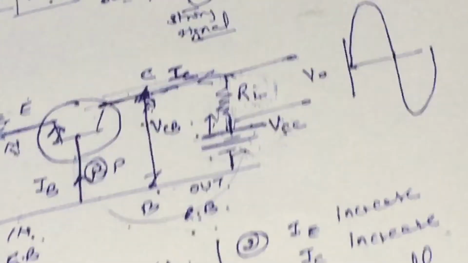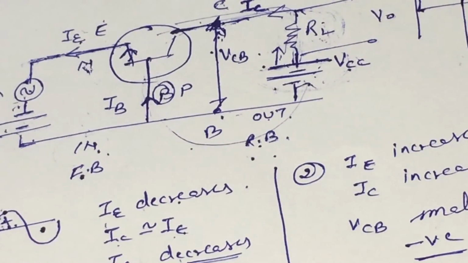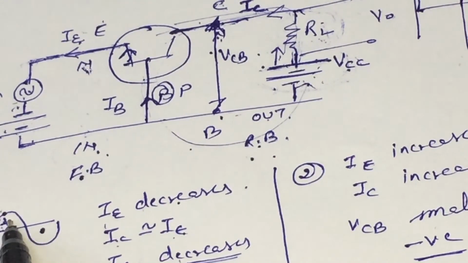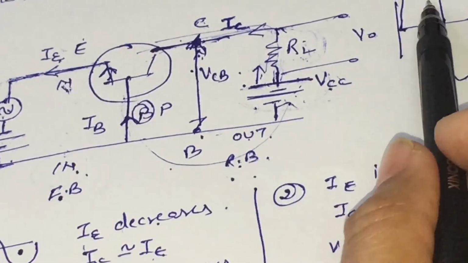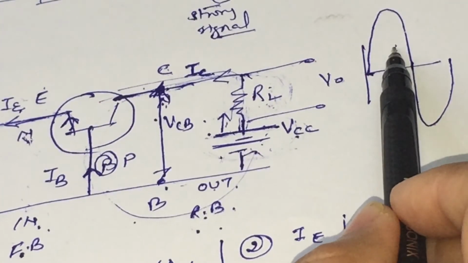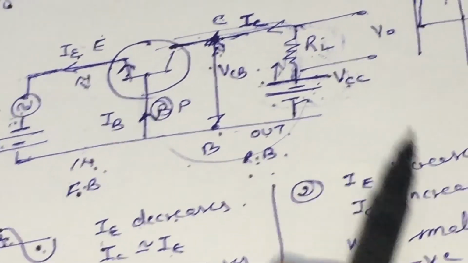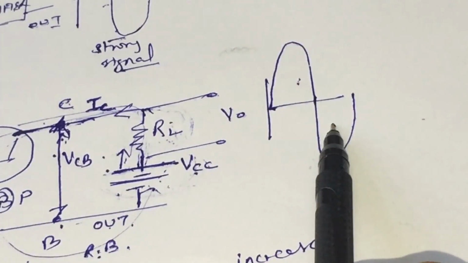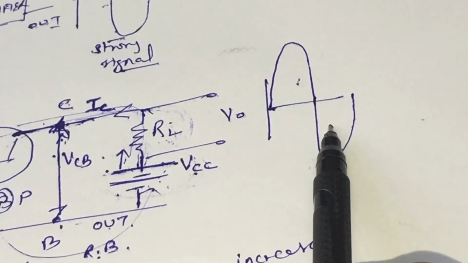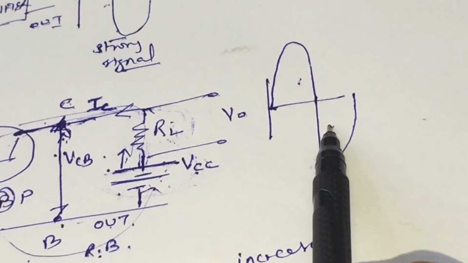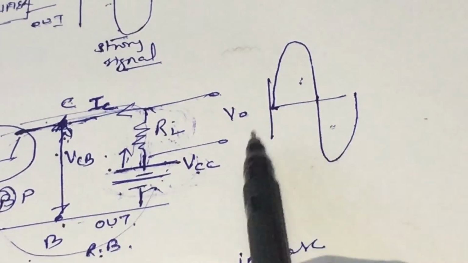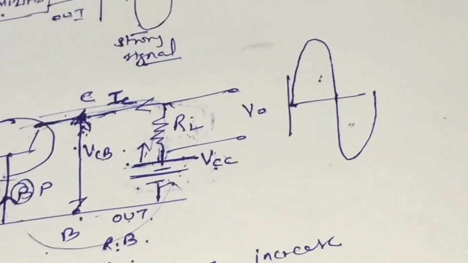We are getting the input and output in the same phase. For the positive half of the wave, we are getting the positive half in the output side, and for the negative half in the input side, we are getting the negative half on the output side also. In case of amplifiers, the signal goes on increasing. We can explain it with the help of an example.